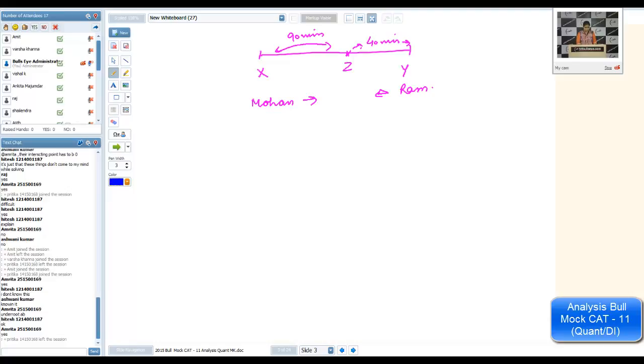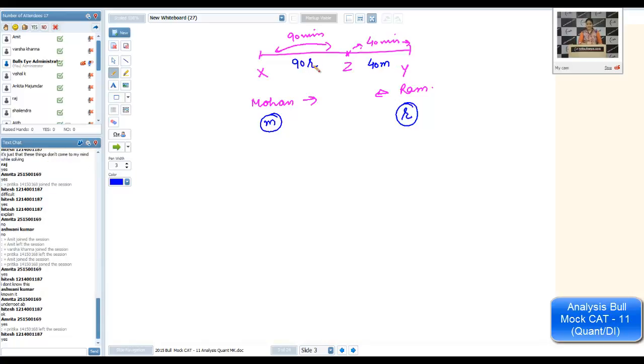Yes, Hitesh. See. Let Mohan's speed be m kilometer per minute and Ram's speed be r. Since ZY distance is covered by Mohan in 40 minutes, can we say it will be 40m? I'm using the distance formula. Distance is equal to speed into time. And with the same logic, we can say XZ will be 90r. Is it okay with you?